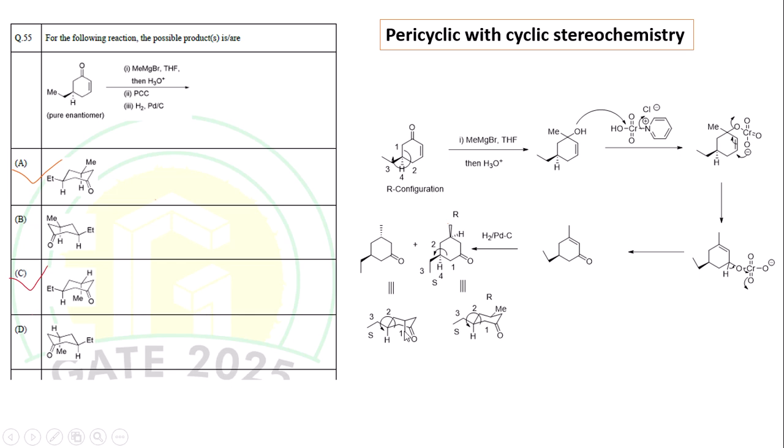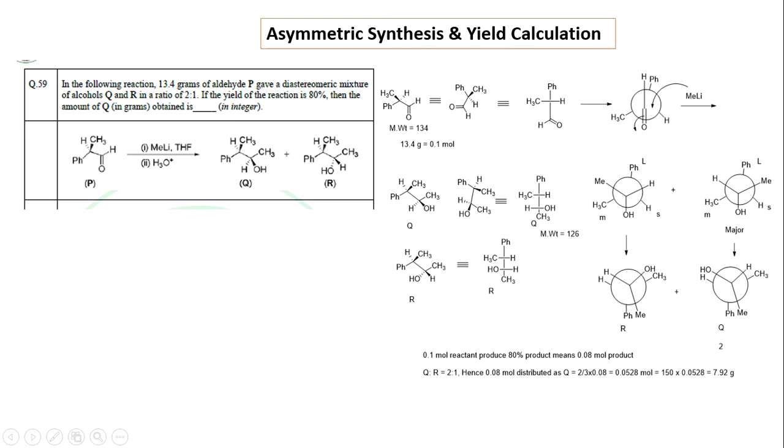stereochemistry is not changed, so the ethyl group is present on the upside in both cases, but the methyl group and the hydrogenation reaction, after the hydrogenation reaction, the hydrogen can go to the top side or the bottom side and we get the two compounds, and so options A and C are correct.